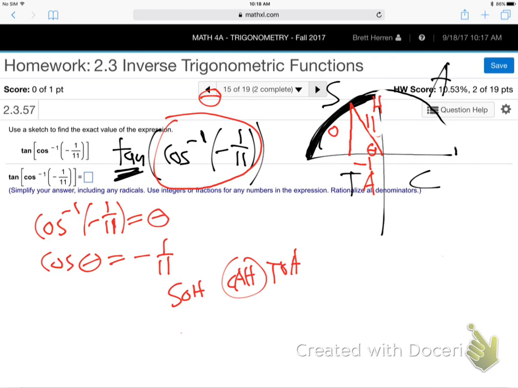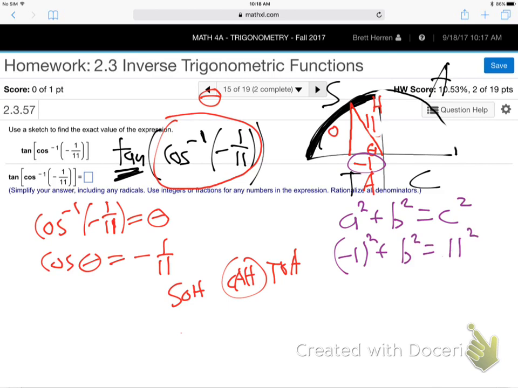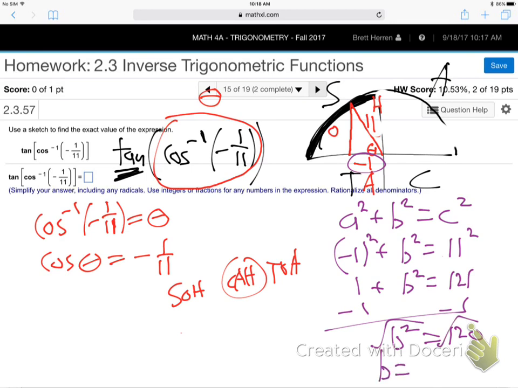I've got to find the other side, Pythagorean. So I bring that in. A squared plus b squared is c squared. So negative 1 squared plus b squared is 11 squared. 1 plus b squared is 121. Subtract 1. b squared is 120. Root it. So b is, that simplifies. What's that, 4 times 30? So that's 2 root 30. b is 2 root 30.